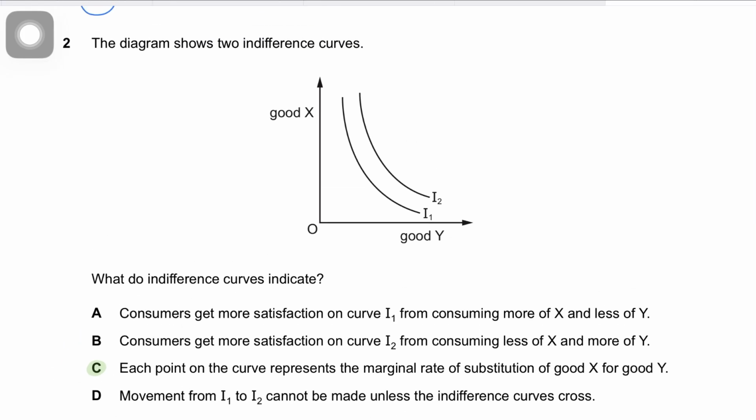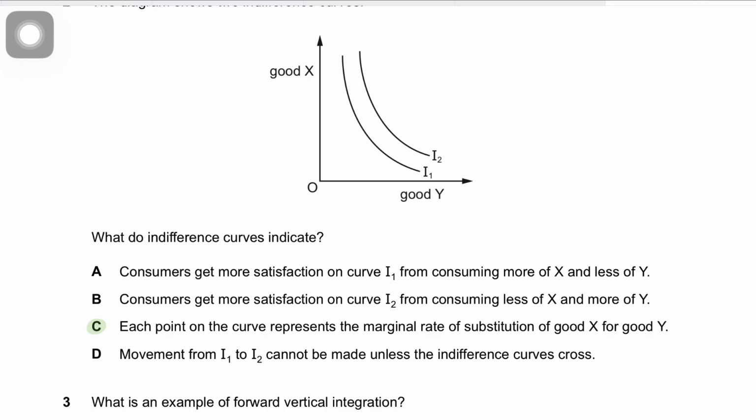D is incorrect as well because consumers can move from a lower indifference curve to a higher indifference curve if income rises or, let's say, price changes. Indifference curves don't really need to cross.